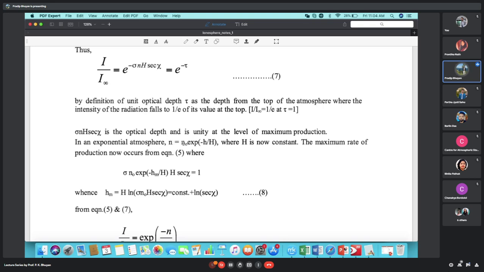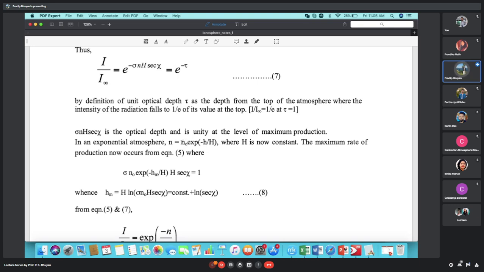is equal to the number density at 0. Number density at 0 means chi is equal to 0, times exponential minus h by H, where H is now constant, capital H. Capital H means your scale height. Scale height is constant. This small h is the height which is varying. Now you can look at this: N is equal to N naught exponential minus h by H. N naught is a fixed value, the maximum.